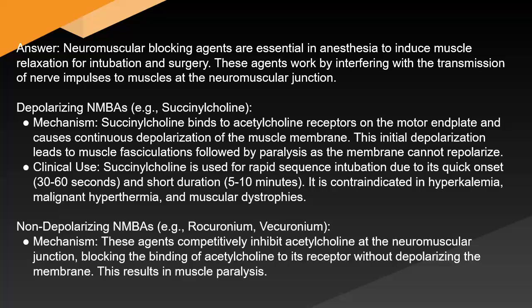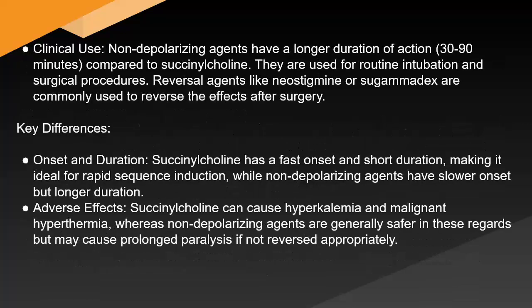Non-depolarizing NMB, e.g., rocuronium, vecuronium. Mechanism: these agents competitively inhibit acetylcholine at the neuromuscular junction, blocking the binding of acetylcholine to its receptor without depolarizing the membrane. This results in muscle paralysis. Clinical use: non-depolarizing agents have a longer duration of action, 30-90 minutes, compared to succinylcholine. They are used for routine intubation and surgical procedures. Reversal agents like neostigmine or sugammadex are commonly used to reverse the effects after surgery.